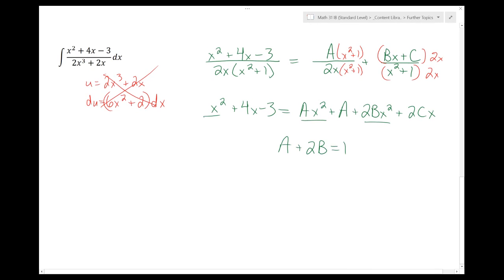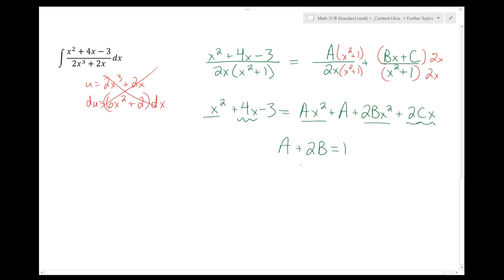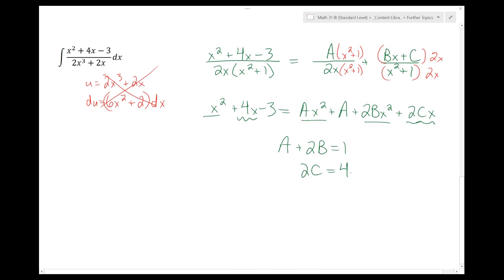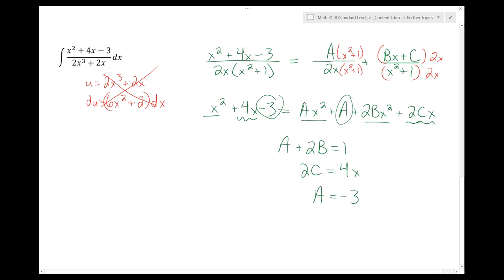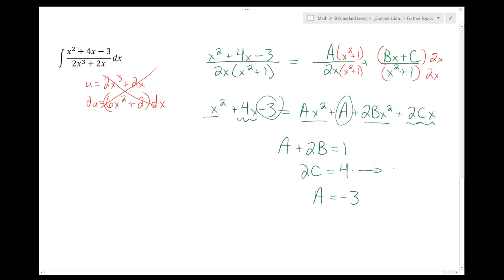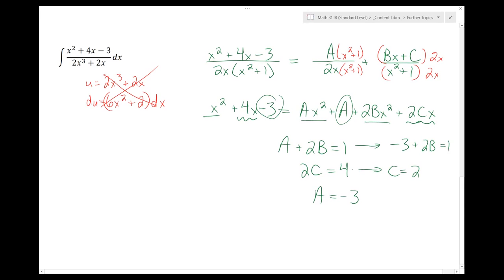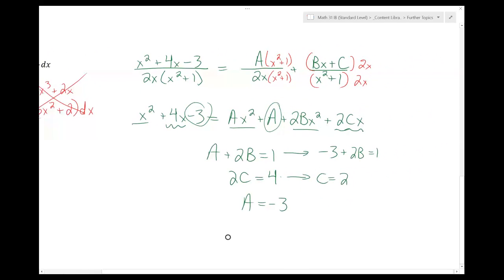Now equating quadratic terms, a plus 2b has to equal 1, because that's the quadratic coefficient. Linear terms, well, 2c has to equal 4. Oh, sorry, 2c just equals 4, not 4x. And constant terms, a equals negative 3. This means that c equals 2, a equals negative 3, and then negative 3 plus 2b would have to equal 1, which means that b is going to equal 2 as well.